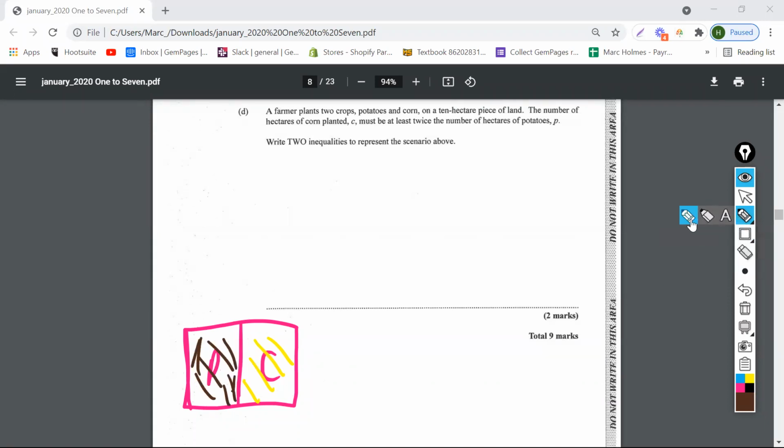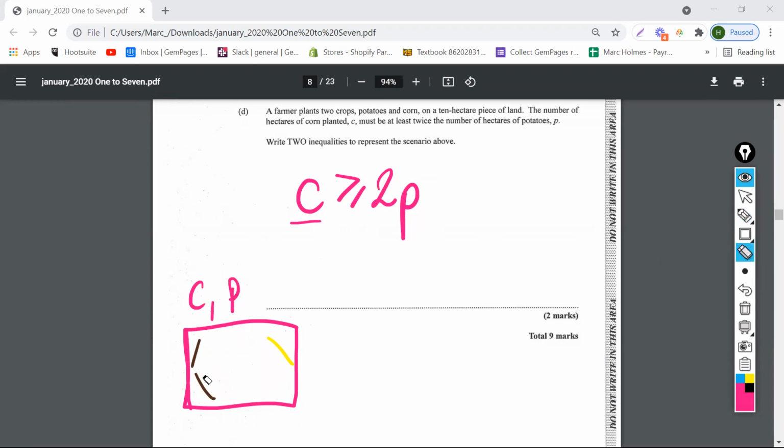Now, for the piece of land they're planting on, it says here, the number of hectares of corn planted, C, must be greater than or equal to at least twice the number of potatoes in hectares. So C and P, guys, represent the space on the plot of land.